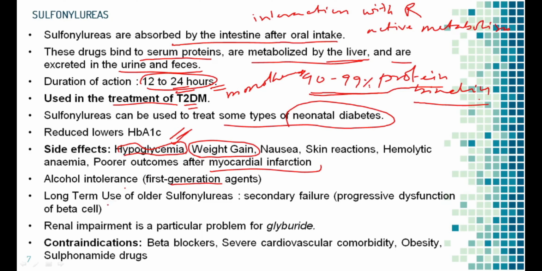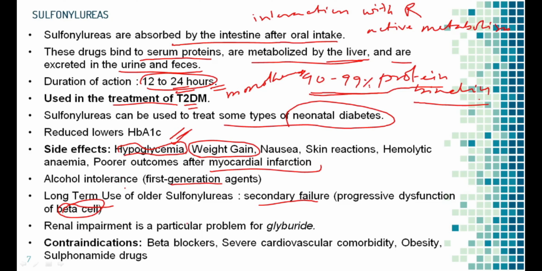In case of long-term use of the older sulfonylureas, there is secondary failure, that means progressive dysfunction of the beta cell. What does it mean? If we use the older sulfonylureas for a very long duration, though they increase insulin release, they cause progressive destruction of the beta cell. So ultimately the situation will be worse.